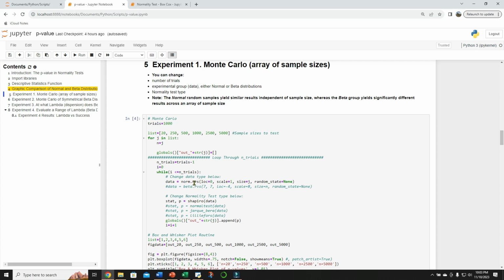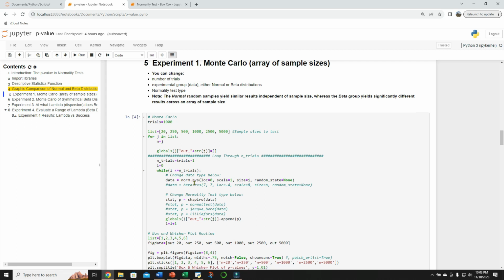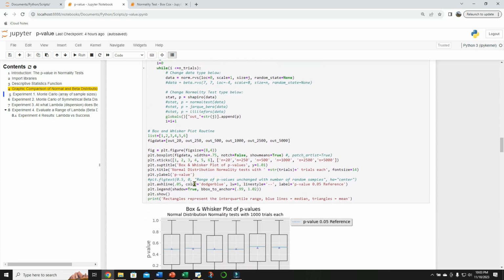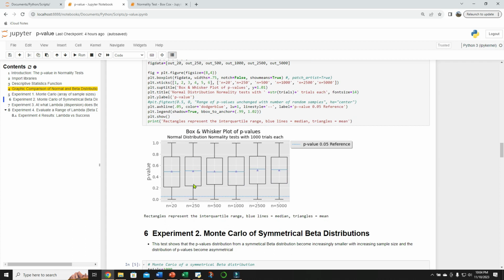Here's where we're calling the normal random values and the plotting. And here's our plot. Here's a box and whisker plot. These are the p-values on the vertical axis and the number of samples on the bottom axis. The dashed blue line represents a p-value of 0.05 as a reference.